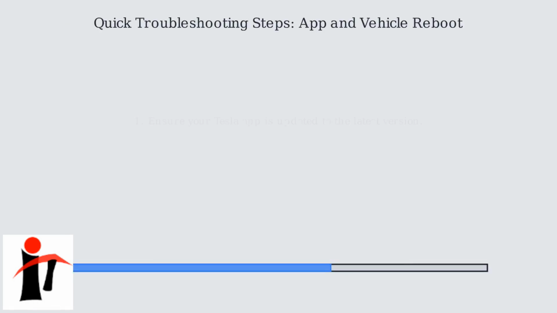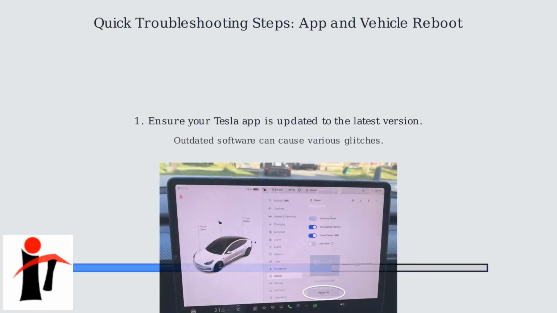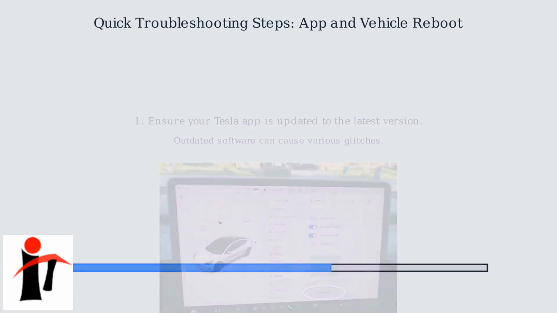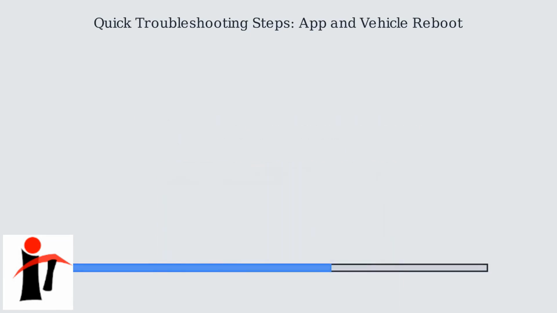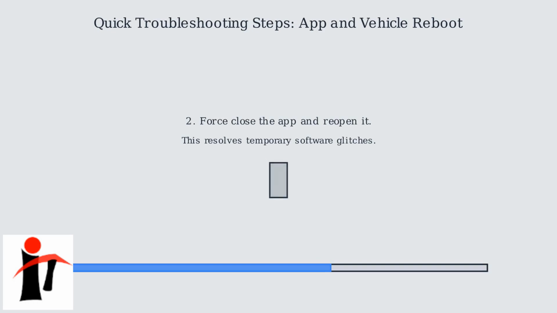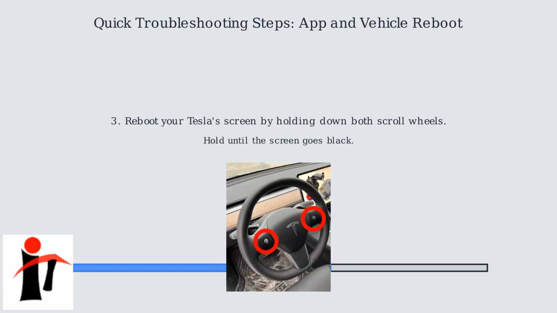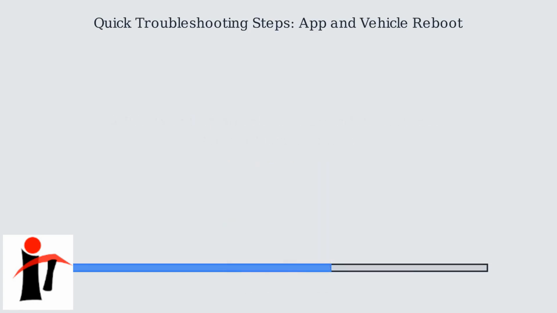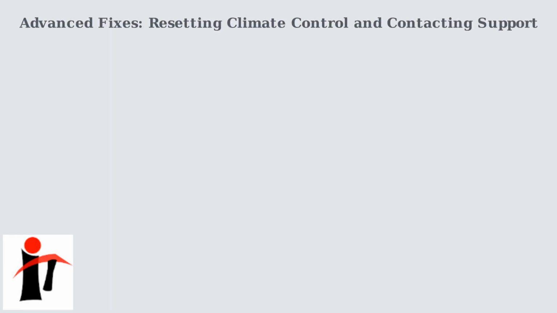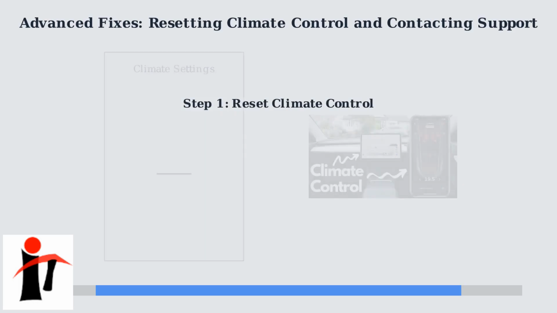Before diving deeper, try these quick fixes. First, ensure your Tesla app is updated to the latest version. Outdated software can cause various glitches. Second, force close the app and reopen it. This resolves temporary software glitches. Finally, try rebooting your Tesla's screen by holding down both scroll wheels on the steering wheel until the screen goes black.